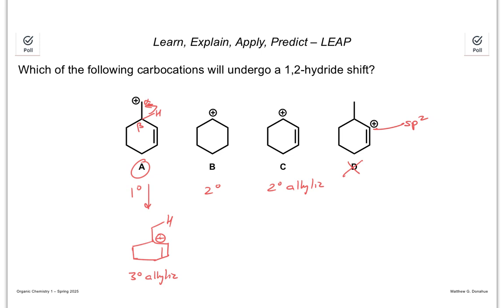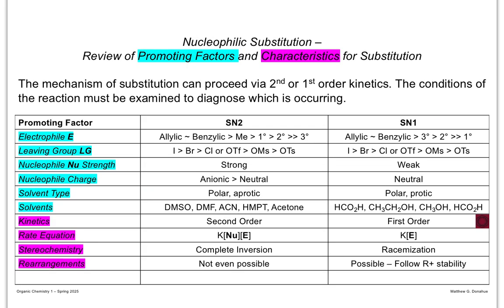I think we have a quick summary slide here, so we'll go maybe a minute over. Now this fills in the two different mechanisms from SN2 to SN1. The blue colored rows are the promoting factors, and the purple are the characteristics. Really what you want to pay attention to is that the stereochemistry is important. So SN2 was inversion, SN1 was racemization.